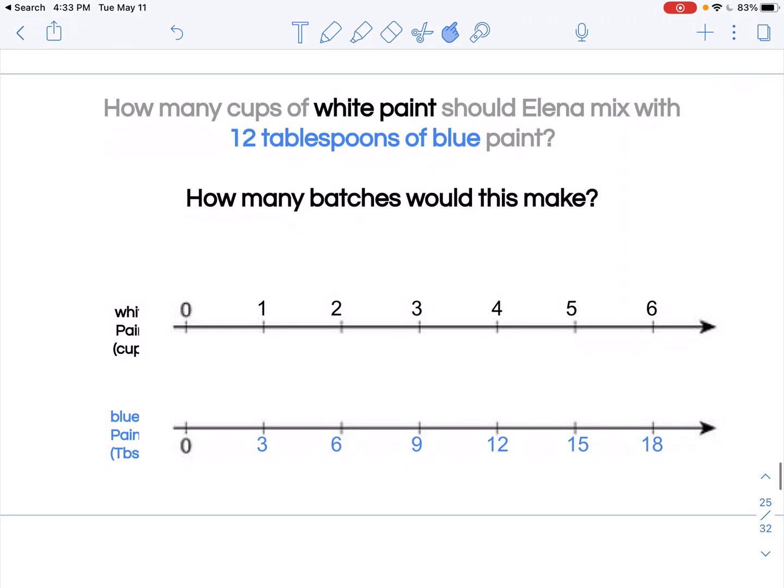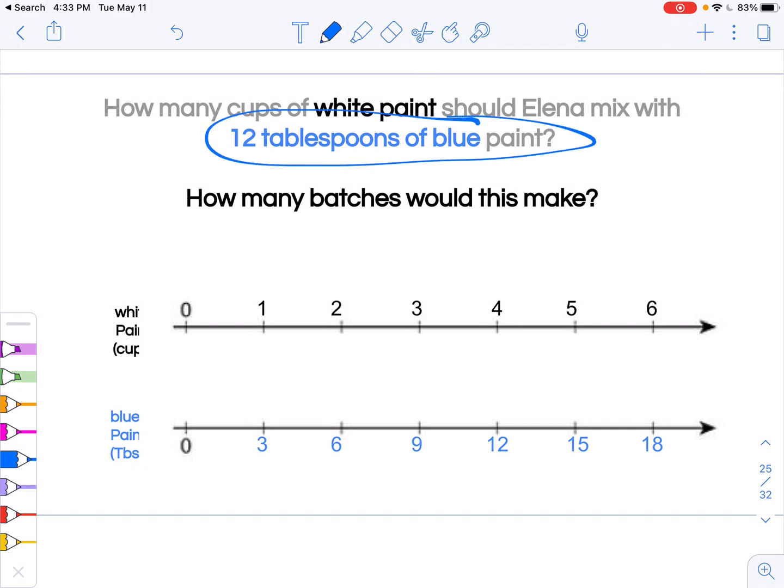All right, so now that we've built our double number line, I'm going to use it to answer these questions. How many cups of white paint should Elena mix with 12 tablespoons of blue paint? You answer the question, and then I'll do it. All right, let's see how you did. We're looking for 12 tablespoons of blue paint. Well, the blue paint's on the bottom. Here's the 12. So if I want to find the answer, I need to go directly above. Here it is. It's 4. It's kind of hard to see there. 4 cups of white paint. Our answer is 4. Right?